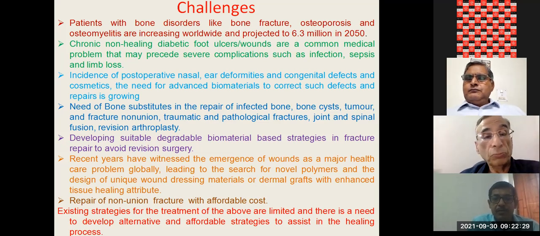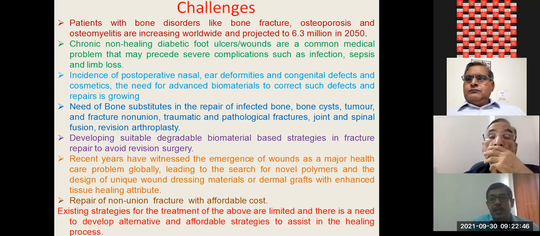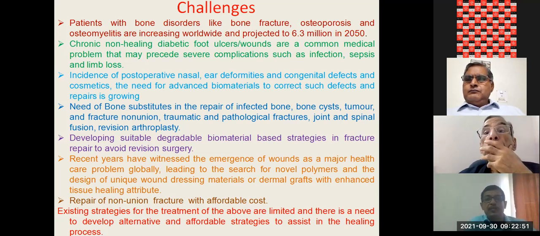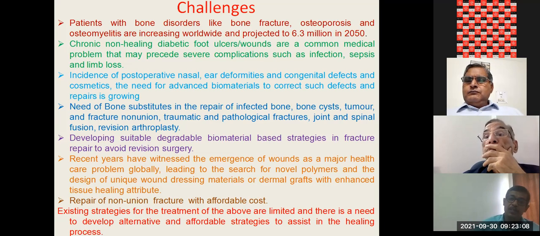Apart from this, there are certain situations during bone repair or orthopedic surgeries that need bone substitutes for the repair of infected bone cysts and tumors, fracture non-union and delayed union also, and sometimes traumatic or pathological fractures. Presently, the existing strategies available in the market are limited, and there are challenges faced by human and animal or veterinary surgeons, and that has to be addressed by alternative affordable materials that can overcome this situation.